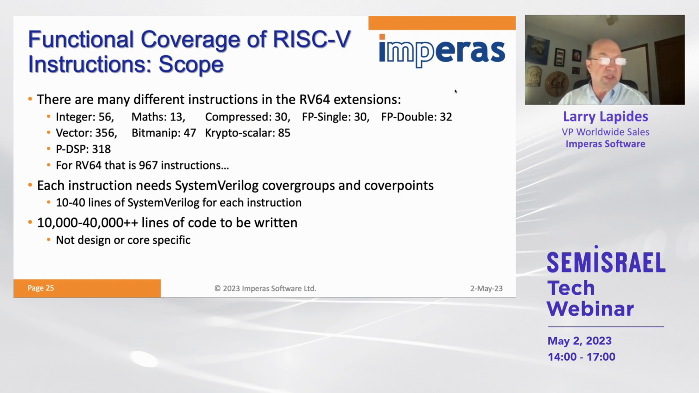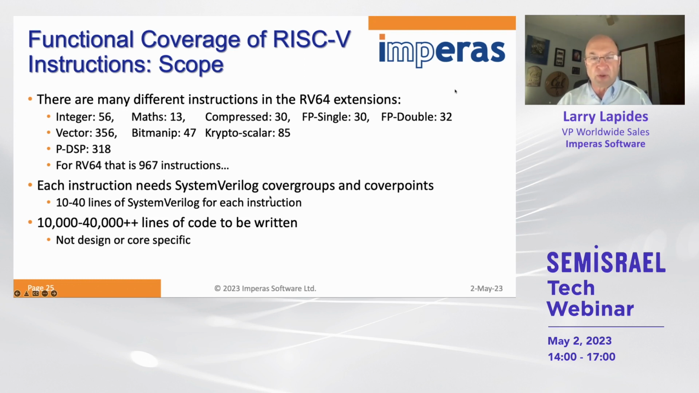The next component of the verification methodology is functional coverage. So the thing with functional coverage, there are a lot of instructions to cover. If we just look at 64-bit RISC-V and we start adding up the number of instructions, and actually I think there are some things that have been left out here. We're close to 1,000 different instructions.